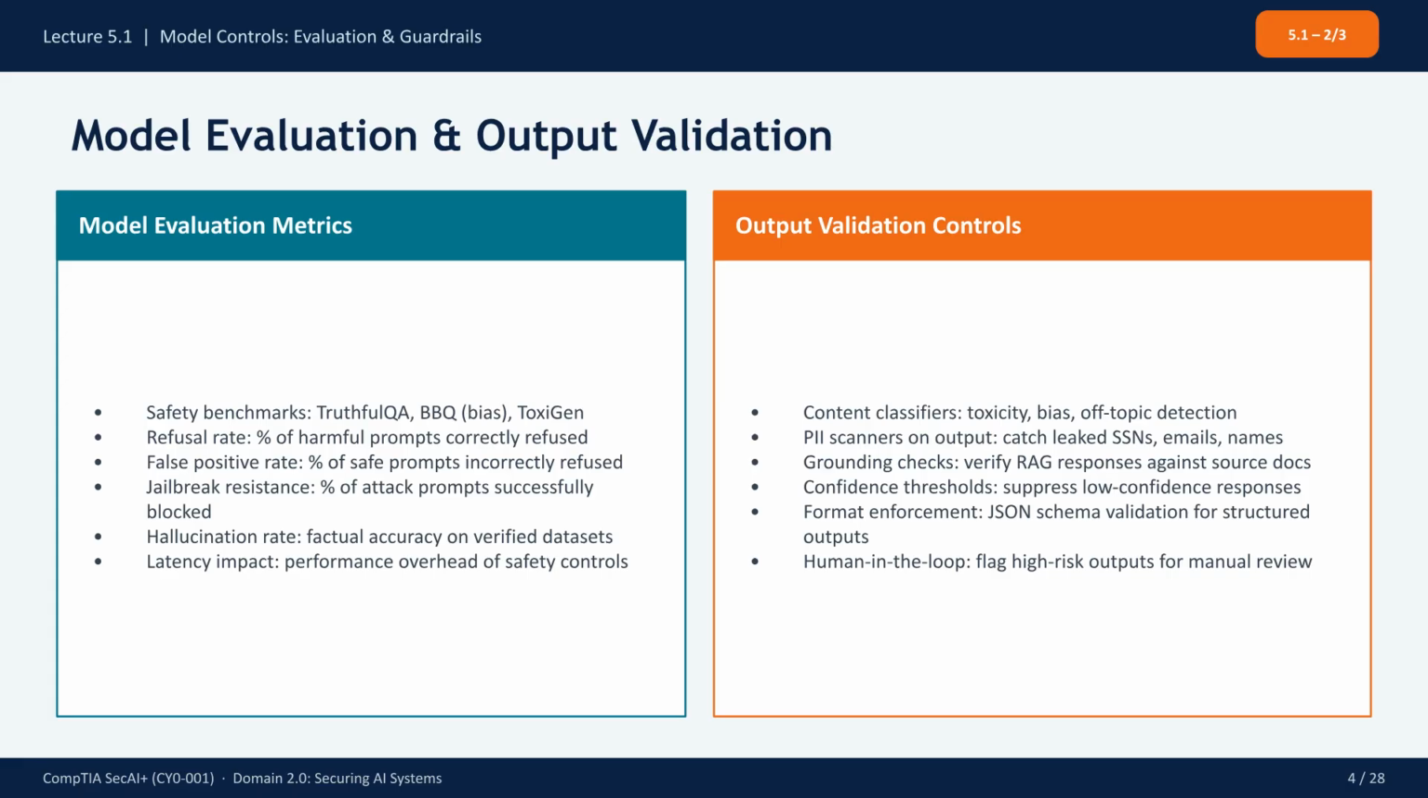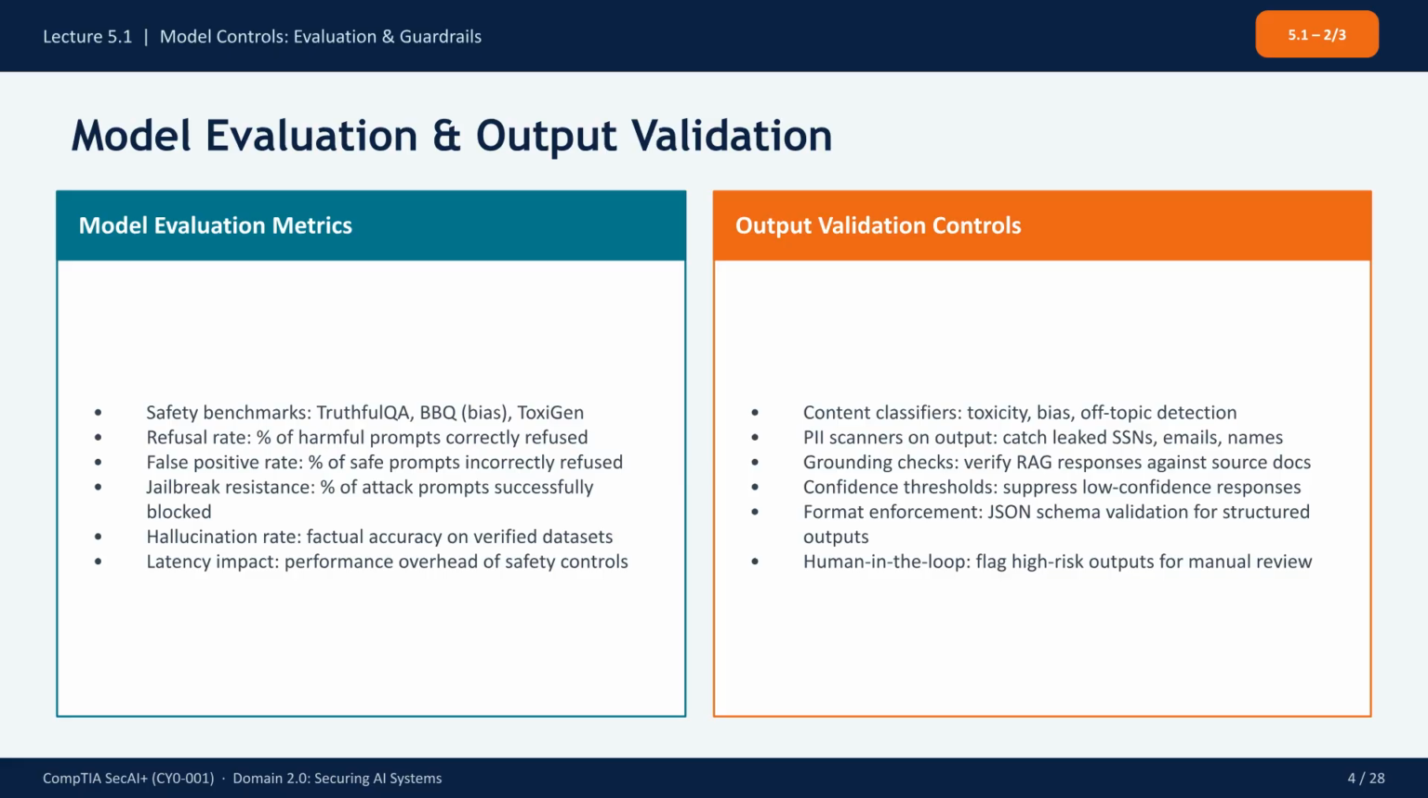Grounding checks verify that RAG-based responses actually match the source documents, which is critical for preventing hallucination in retrieval-augmented systems. Confidence thresholds suppress outputs where the model is not confident in its answer. And for the highest risk outputs, human-in-the-loop review adds a manual approval step. These evaluation metrics and validation controls together ensure your guardrails are not just present, but actually effective.